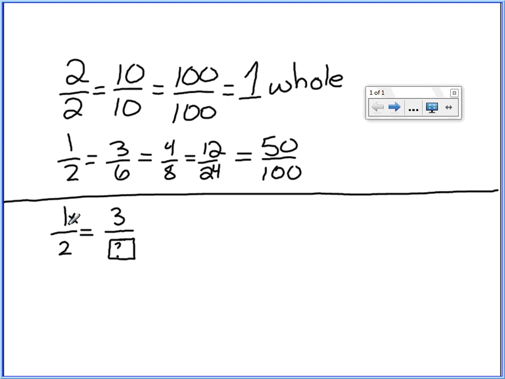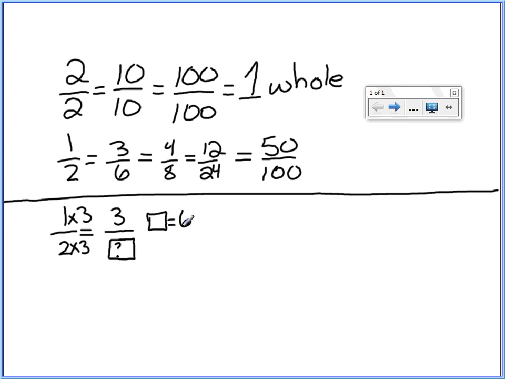Now, how in the world did I get from 1 to 3 using multiplication? Well, I can do 1 times 3. That gives me 3. Now, whatever I do to the numerator, I have to do to the denominator. So 2 times 3 gives me 6. So in the box would go 6.